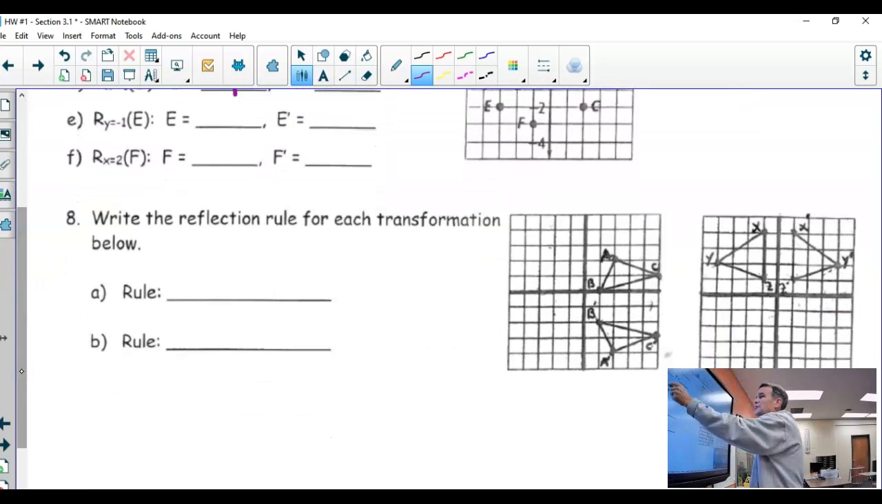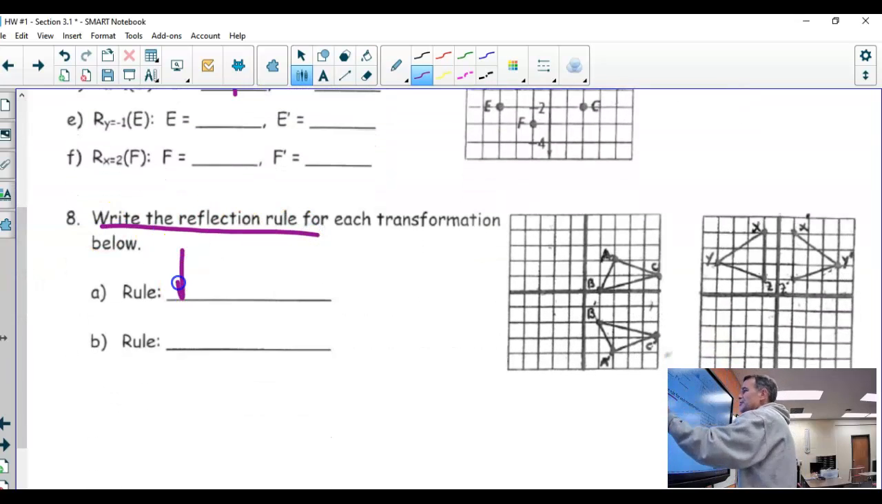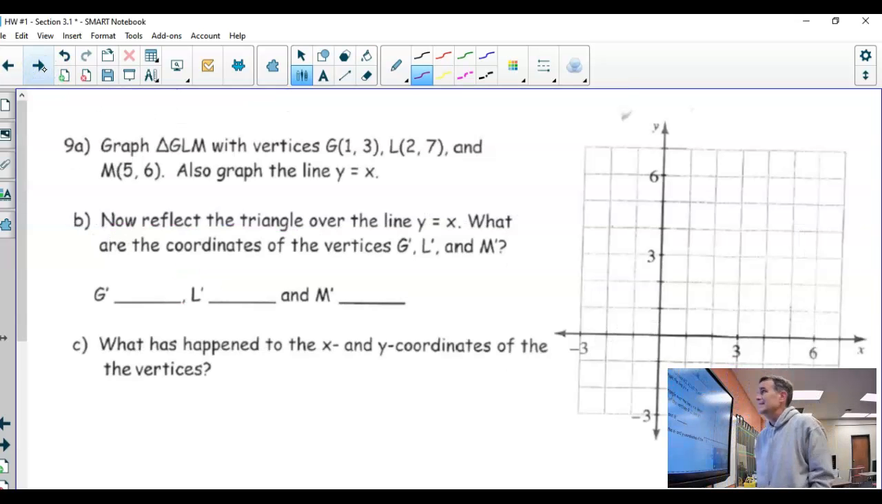Here you're going to write the reflection rule. Make sure you use a capital R. That is right out of the notes. And this is also right out of the notes.